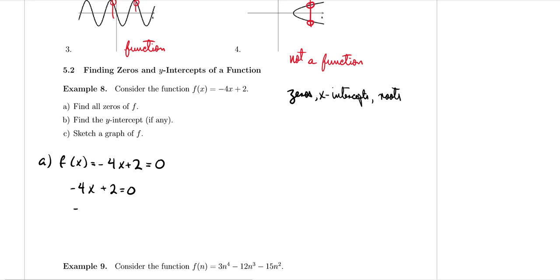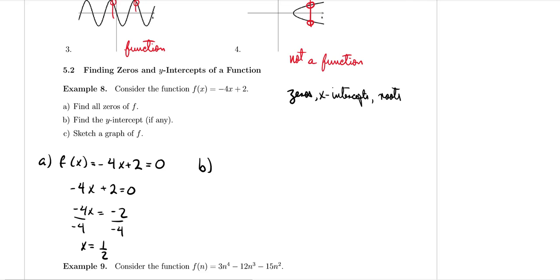So we take away 2 from both sides, then divide by negative 4. And we get to see here that x is equal to 1/2. So there we go. These are the zeros for this function. This is the x-intercept. Now for part B, it's asking us, okay, so what is the y-intercept?